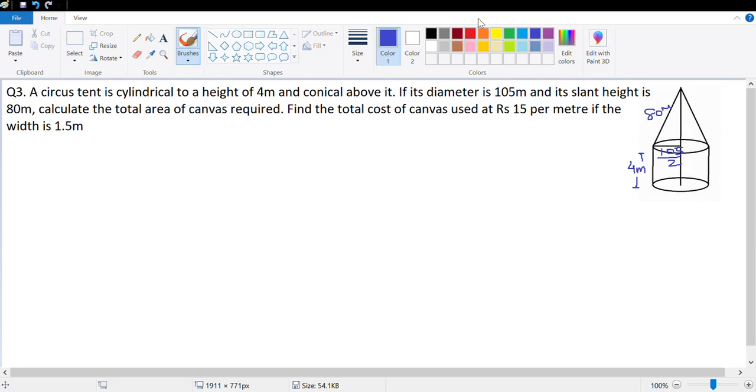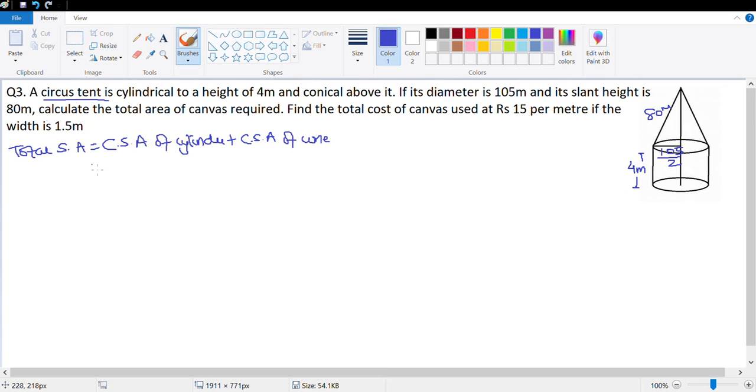So a couple of parts of this question. Let's first figure out what we need to cover. Yes, we need the curved surface area of the cylinder. We'll need the curved surface area of the cone. That's all we need. We don't need the area of the base because it's a circus tent, which means it will be put on the ground. So what we need is the total surface area, which would be equal to curved surface area of cylinder plus curved surface area of cone.